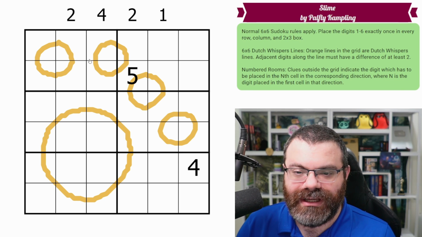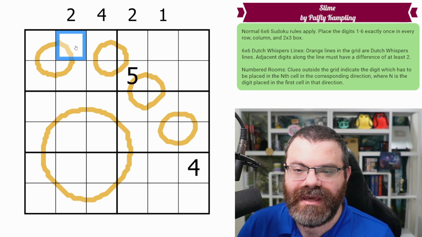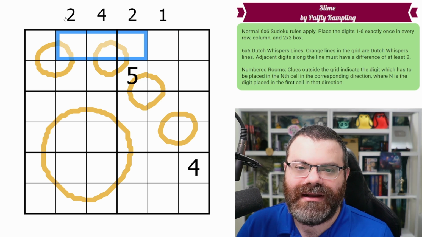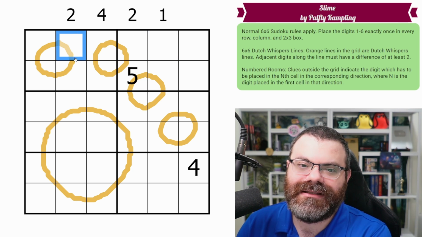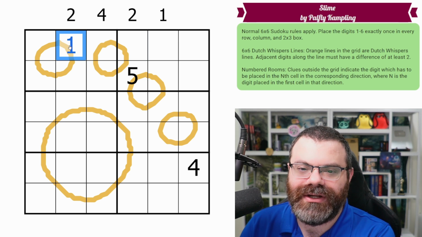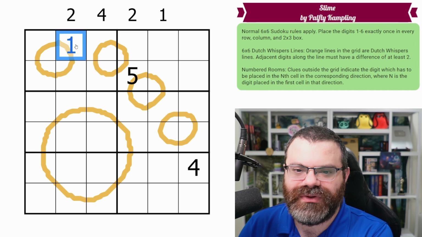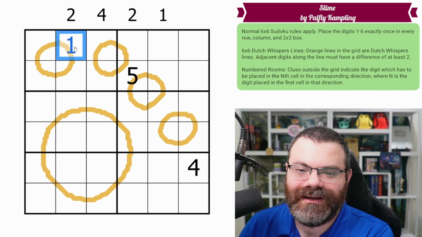Okay, this is interesting. So the thing I know about numbered room clues, other than a numbered room clue that's a 1, is you cannot put a 1 as the digit next to it. So I put a 1 here. This 2 would then say, the numbered room clue would say there's a 2 in the first spot, but we already put a 1 there. So that's not going to work.